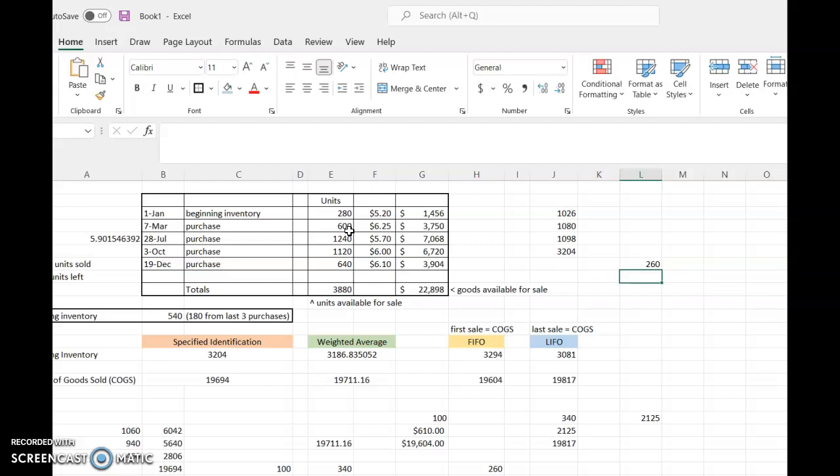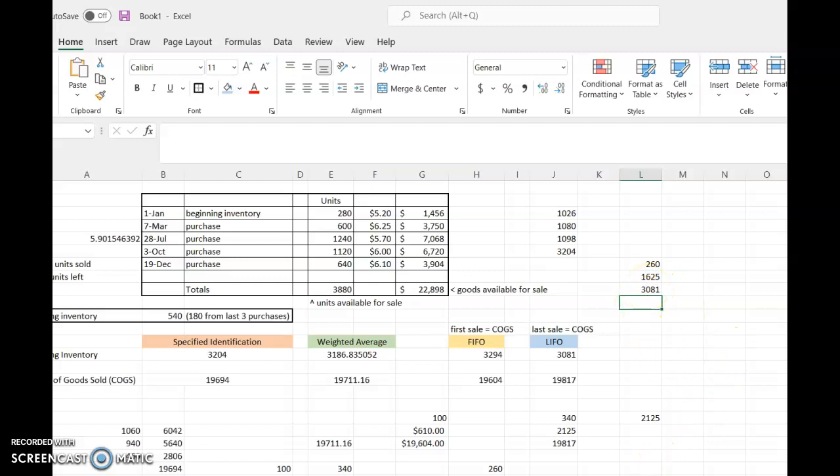And then from there, we are going to multiply the 260 by the cost here of that first purchase. And then we're going to take that number and add this beginning inventory cost here. So the 1456, and that's going to give us our ending inventory for last in, first out of 3,081 units.